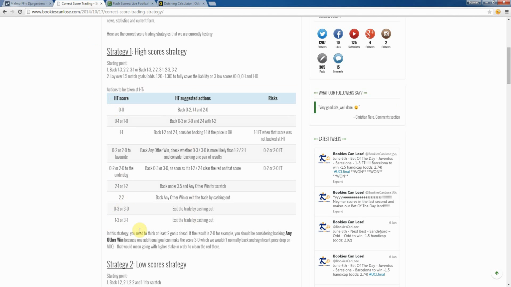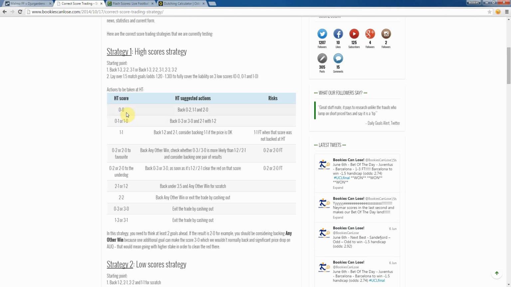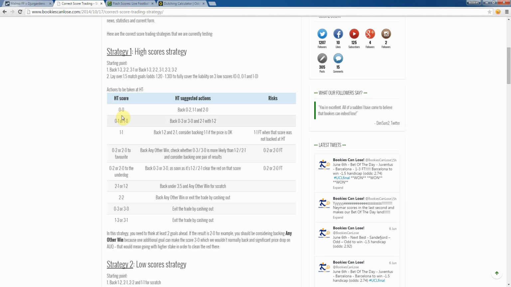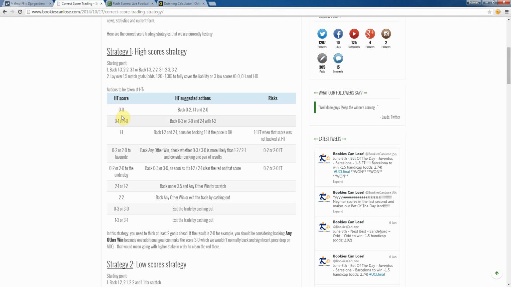Basically, in trading, you need to think at least 2 goals ahead. That's the rule. So, for example, if it's 0-0 at half time, you know that you have that score covered with your over 1.5 match goals lay, but thinking ahead by 2 goals, the suggested action would be to back 2-0, 0-2 or 1-1, or at least 2 of them.